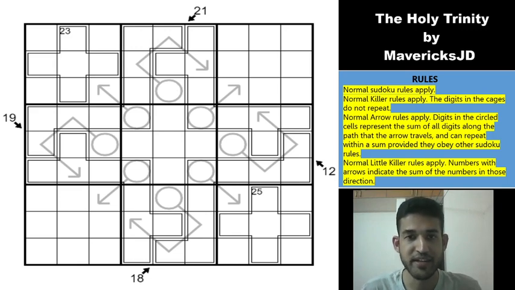Seems to be a really interesting Sudoku and a very tough one too. So with that, we'll start solving this Sudoku.